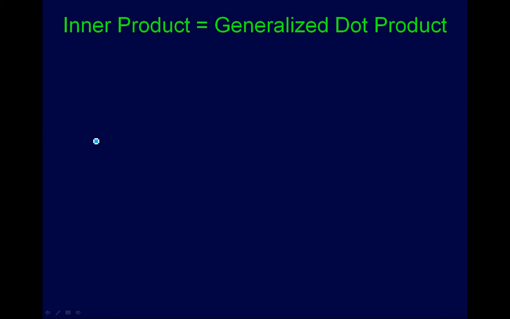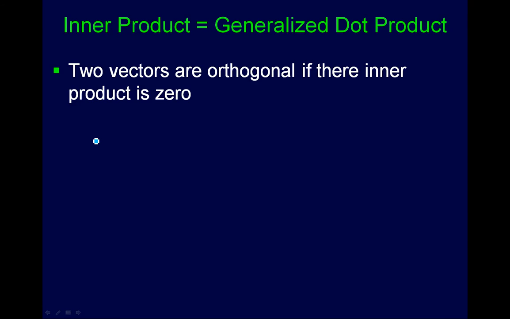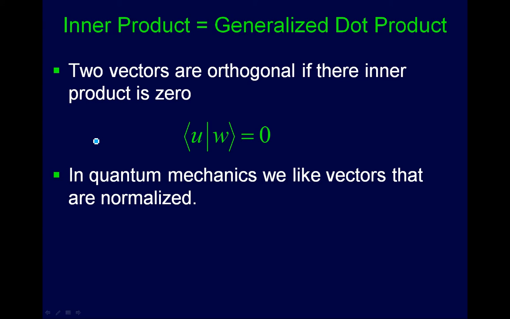These inner products we have, as mentioned, are very similar to dot products. And so we'll define that if the inner product of 2 of our vectors is 0, we'll call these 2 vectors orthogonal to each other. And furthermore, in quantum mechanics, we're going to like vectors that are normalized. Normalized means that the inner product with itself is equal to 1.